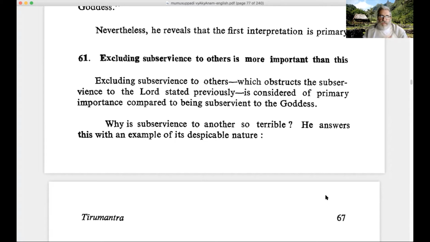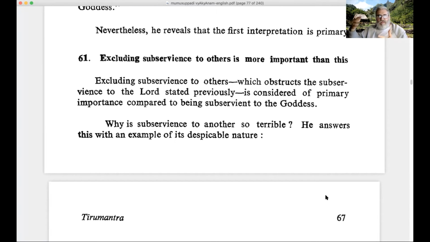So, excluding subservience to others, which obstructs the subservience to the Lord, is considered of primary importance compared with being subservient to the goddess. Why? Because being subservient to others stops us from being subservient to the Lord exclusively, right? There may be a conflict. Like I said, if you're an independent contractor, you have different clients, you have different people you're working for. There may be a conflict. So we don't want any conflict, because what is a conflict? A conflict would be a virodhi, something that stops us from serving the Lord.